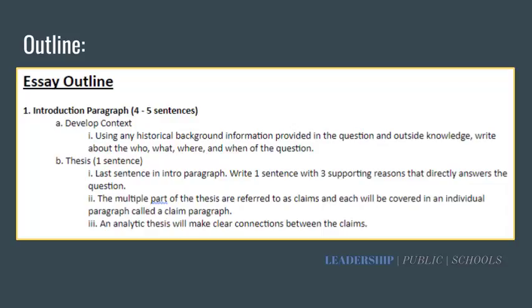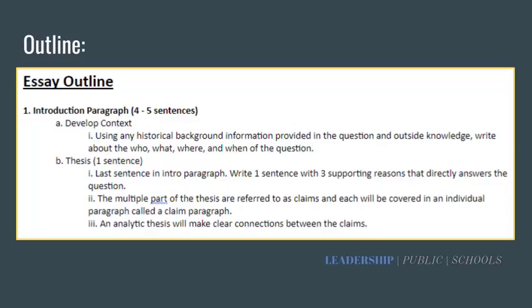You should use these 4 to 5 sentences to do 2 things: develop context and create a 1-sentence thesis. To develop context, you should use any historical background information provided in the question and outside knowledge, and write about the who, the what, the where, and the when of the question. Do that using about 3 or 4 sentences. Since we're writing about Reconstruction, there's a lot of information you could give about the situation facing African Americans, as well as the country after the Civil War.